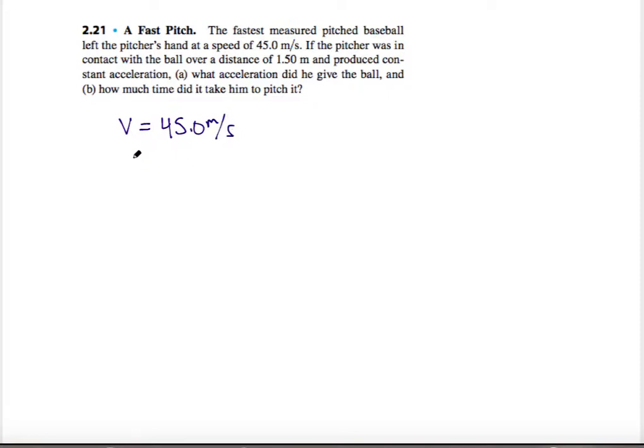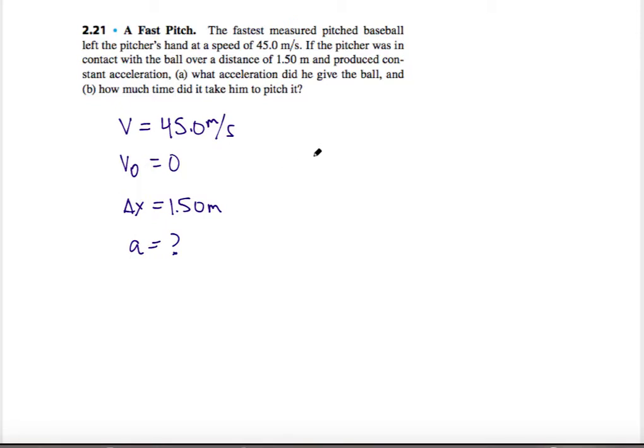Hopefully, if you're throwing or pitching a ball, your initial velocity would be 0 because you're just holding it. So I also have a distance of 1.5 meters. I'll just call that my displacement or my delta x. And then I have some unknown acceleration. So I have v, v naught, delta x, and a.